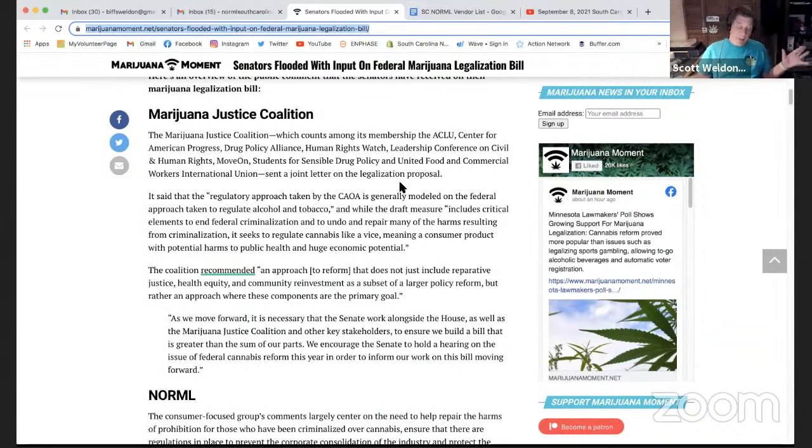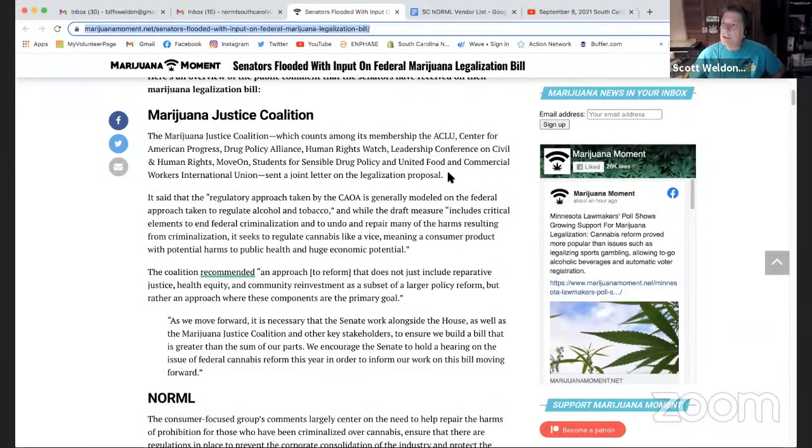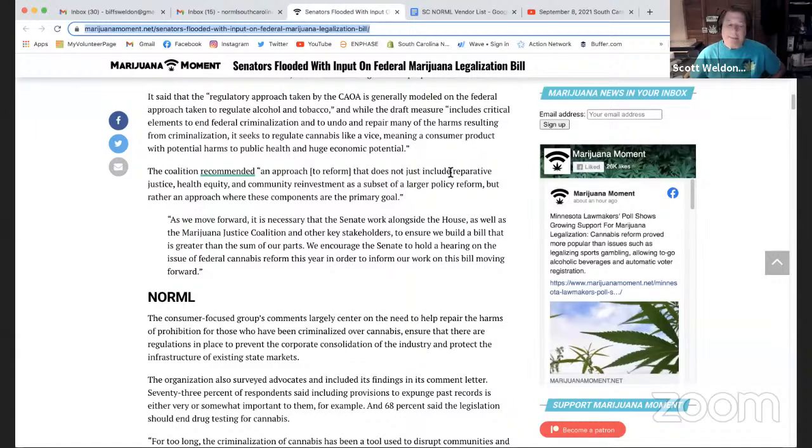I actually had never heard of the Marijuana Justice Coalition before, and didn't realize that a couple of these big heavy hitters are part of it: the ACLU, Center for American Progress, the Drug Policy Alliance, Human Rights Watch, Leadership Conference on Civil and Human Rights, MoveOn, Students for Sensible Drug Policy, and the United Food and Commercial Workers International Union. They sent a joint letter on the legalization proposal.